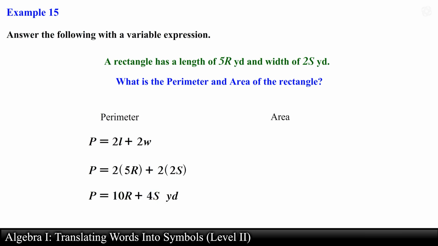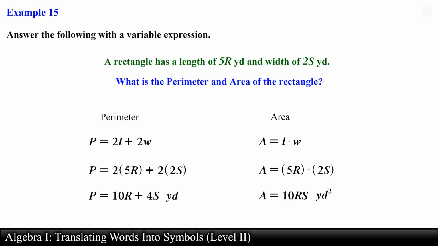In the same manner, the area of the rectangle can be found by using the formula length times width. So substituting the expressions into the formula and simplifying, we have that the final variable expression for the area of the rectangle is equal to 10 times r times s, or 10rs squared yards. And that's our final answer.